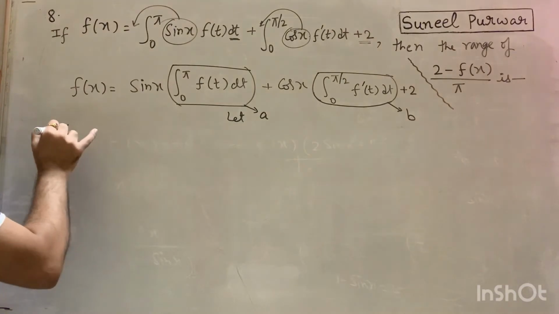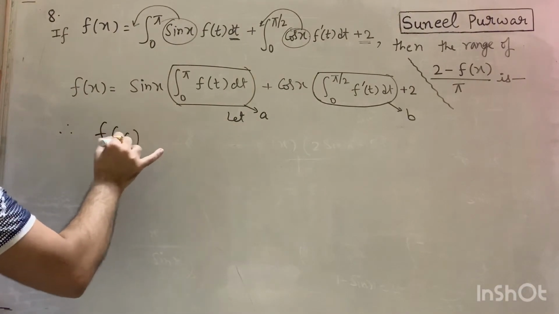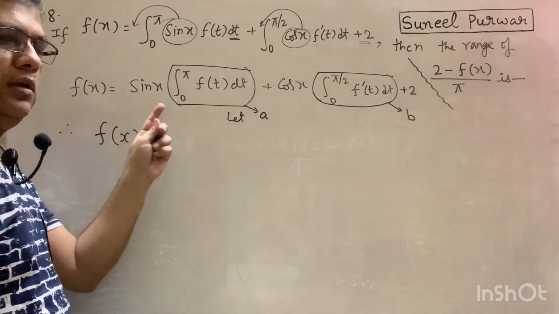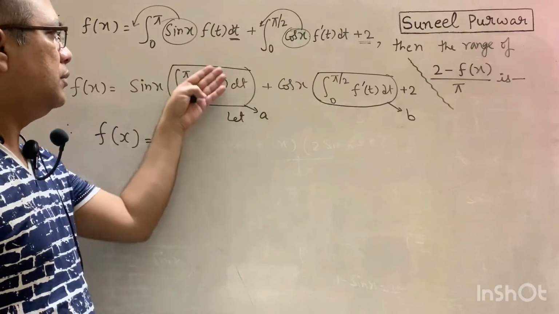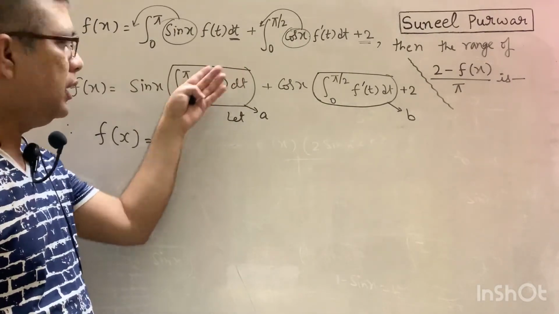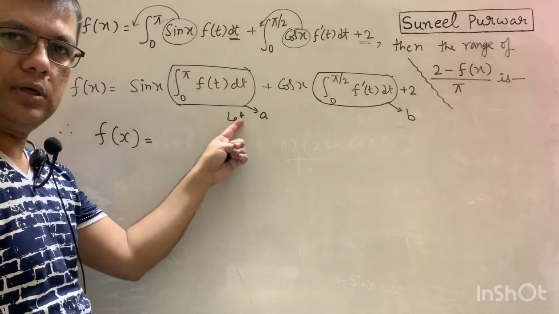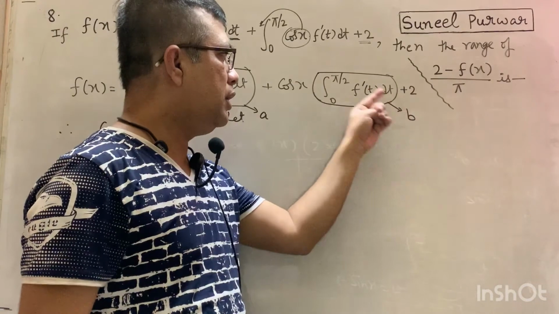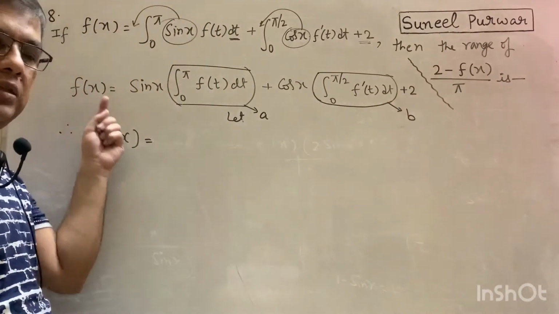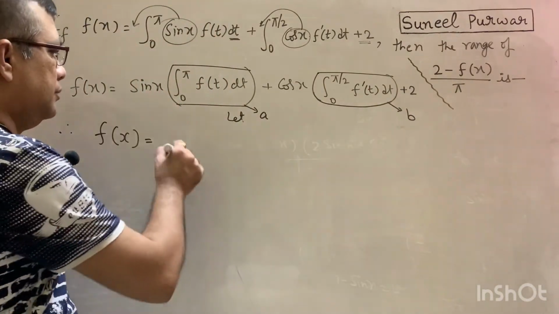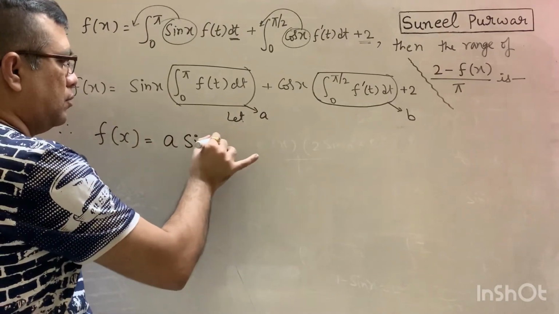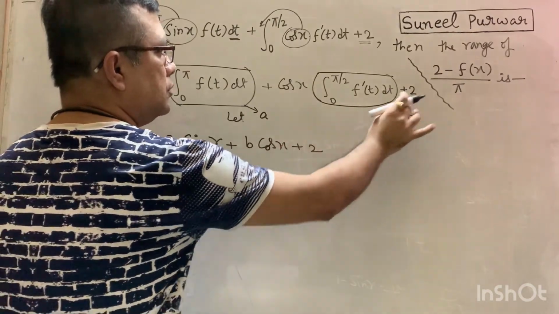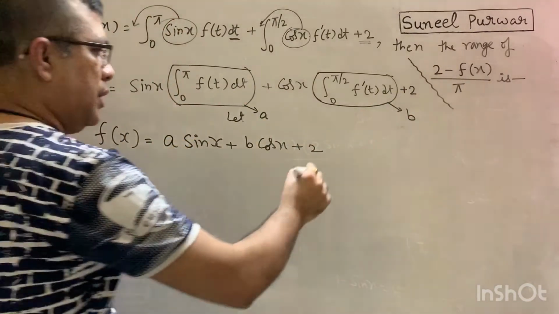So what do you notice now? You notice your f of x is a function of the form A sin x, understood? The integral of f of t dt will be a function of t. After applying the limit, what would you get? A constant. I am naming that constant a, and the constant over here I am calling b. So your function f of x is of what form? A sin x plus b cos x plus 2. So this is your function. Make a note of it.